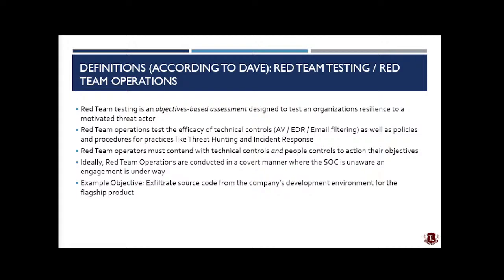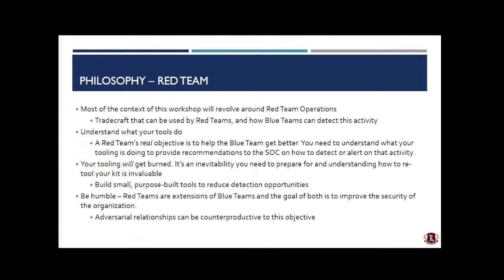All right. So let's go into my red team philosophy, okay? This will all make sense as we go forward, but I want to make sure that we level set and make sure that everybody is on common ground as far as the definitions are concerned. So most of this context is going to revolve around red team operations. That is, we are trying to do things in a clandestine manner without detection from a SOC, okay? So pen testing tradecraft is different from red team tradecraft. And so this is the stuff that you would use on red teams. And we also want to highlight how a blue team could potentially detect what it is that we're doing, okay?